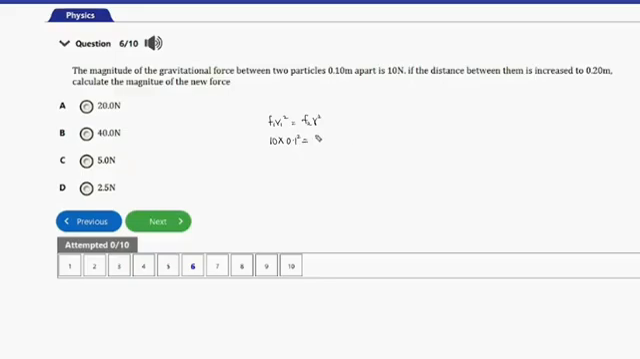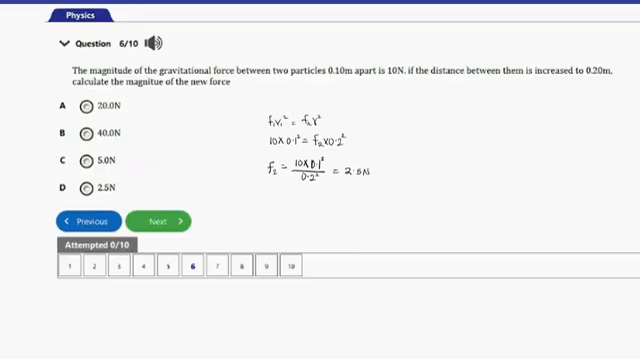Now this will be equal to F2, which is not given, so we'll write that as F2 still, times R2 squared, which is 0.2 squared. So guys, in order to get F2, we'll make it the subject of this equation, where F2 becomes F1 R1, which is 10 times 0.1 squared over R2 squared, which is 0.2 squared. So guys, when we go ahead and calculate this, we'll have 2.5 newtons, and that's it for this question.